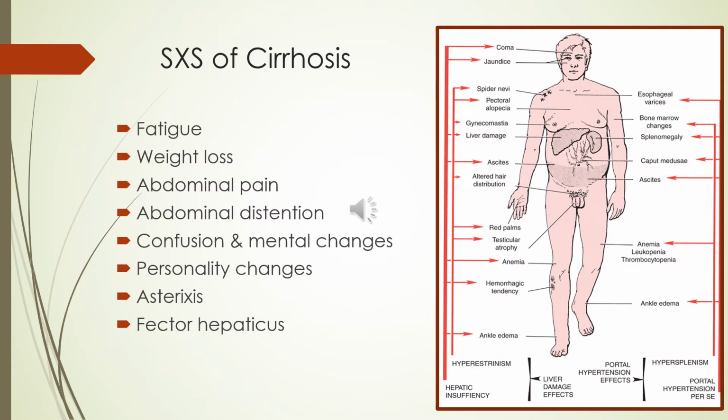Signs and symptoms of cirrhosis include fatigue, weight loss, abdominal pain, abdominal distension, confusion and mental changes, personality changes, asterixis, which is what they call a liver flapping tremor. When you extend the hand and the wrist, you'll see a tremor of the hand. And then fetor hepaticus, which is a fruity or a musty odor to our breath.